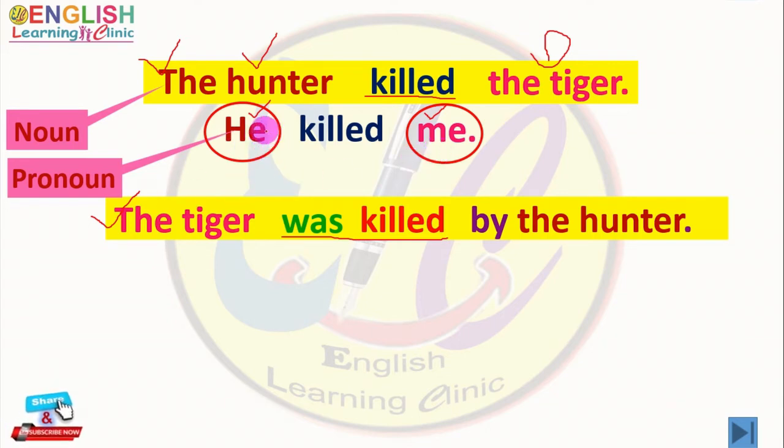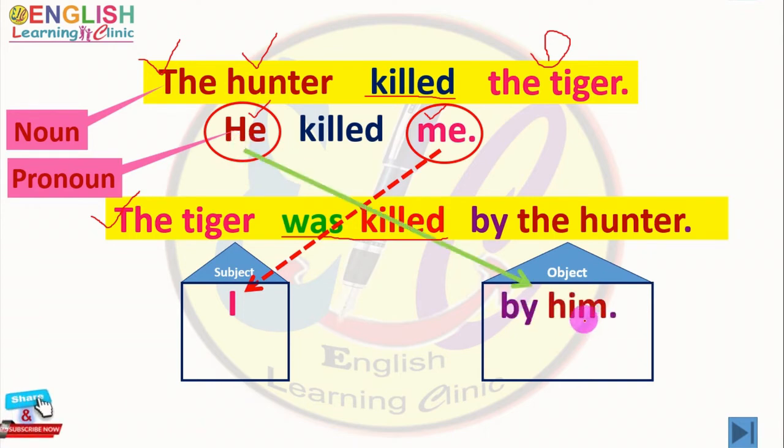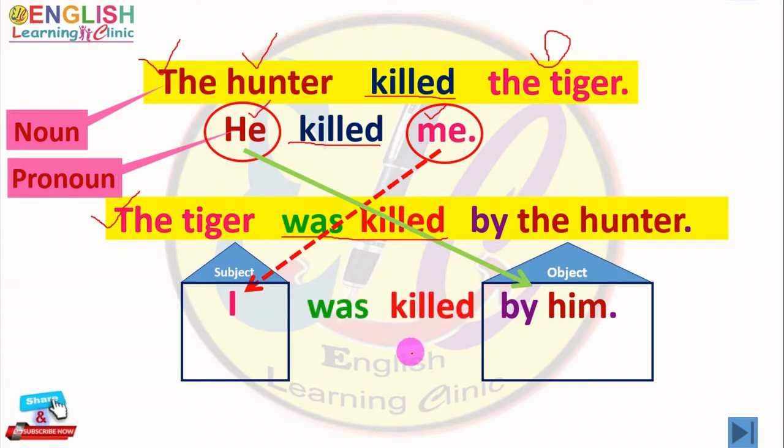When the object goes to the subject position, it changes its form me to I, and the subject goes to the object position, it changes from he to him. And the verb form as usually changes to its passive form, was killed. That is, the he killed me changes to passive voice, I was killed by him.